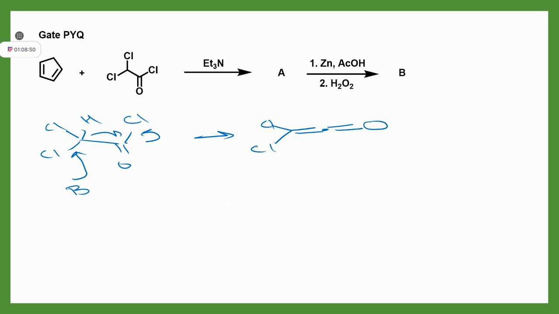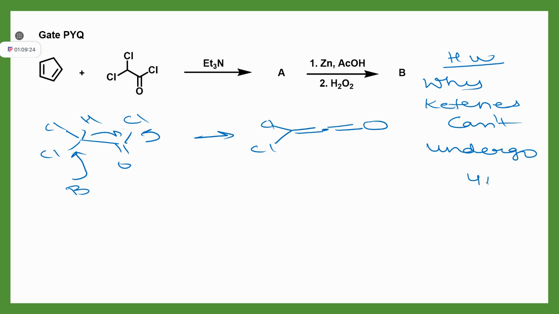Now you should know that, and in next class, come with reason why ketene can't undergo 4 plus 2 reactions. Okay, here it will go 2 plus 2 cycloaddition. In next class, I want answer for this question. Let me write it here. Why ketenes can't undergo 4 plus 2 cycloaddition reaction.